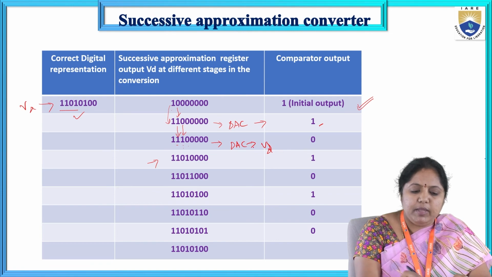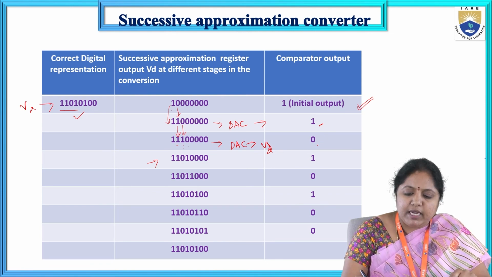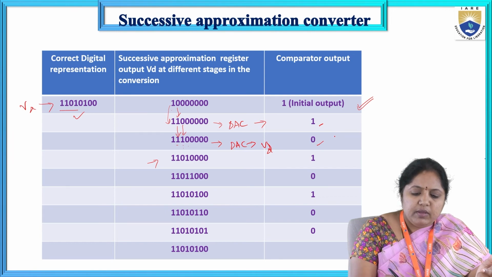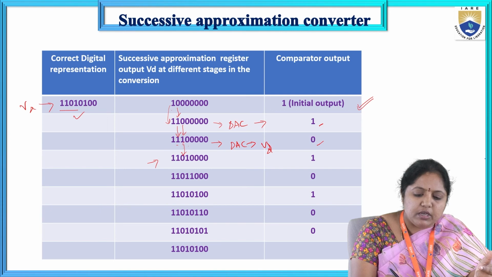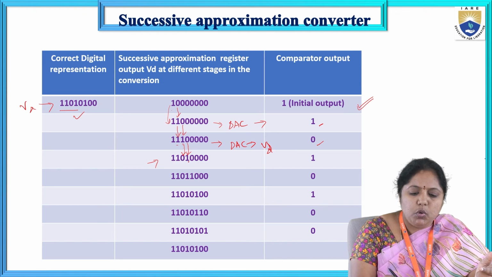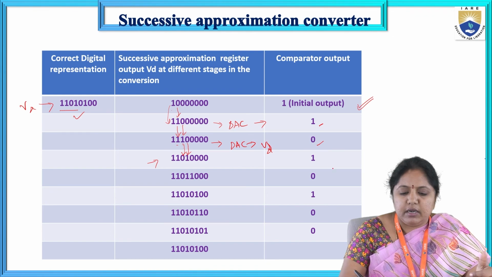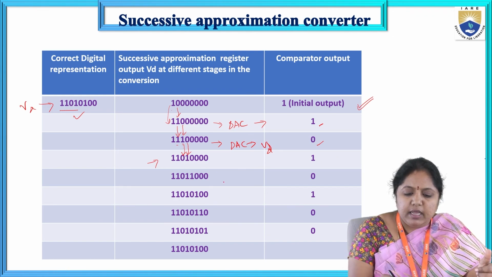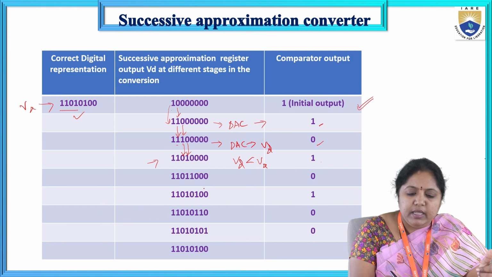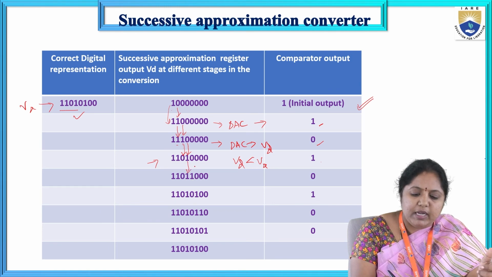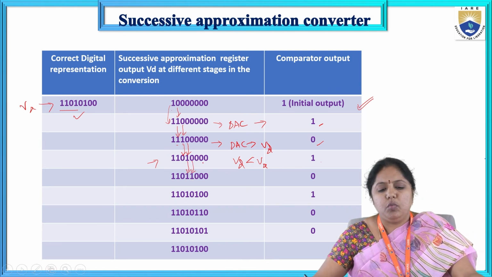This VD value becomes greater than VA, and at that time I will get the comparator output value equal to 0. When the comparator output value is 0, there is a 1 to 0 transition, and the next bit is changed from 0 to 1 like this. So if you observe the entire process, you can understand this one. Again, I got the corresponding VD value less than VA, so I got the comparator output value equal to 1. Again, your SAR keeps the MSB bit value as it is, and the next 0 is changed to 1 like this.